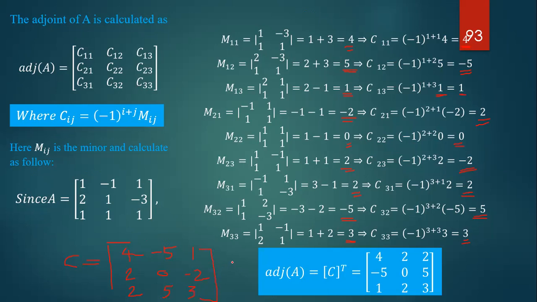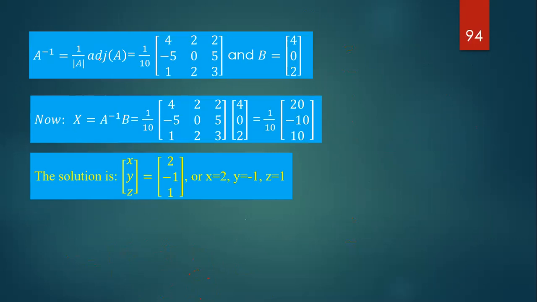Okay. C transpose gives the above equation. Okay, so that is the adjoint. So A inverse is equal to 1 over determinant, that is 10, already calculated, and adjoint is this. Finally, B is this. So X is equal to A inverse B.